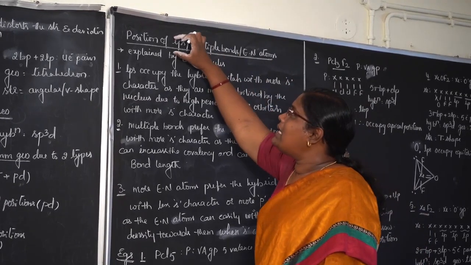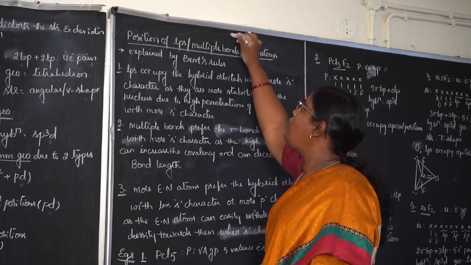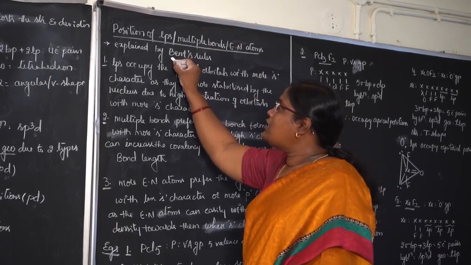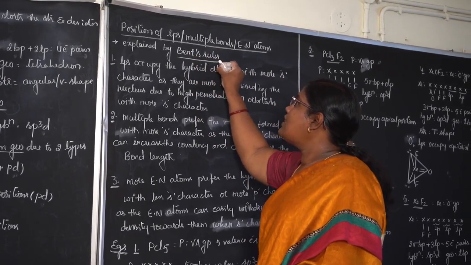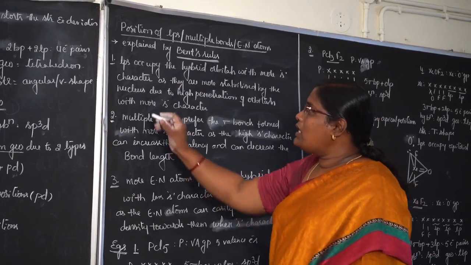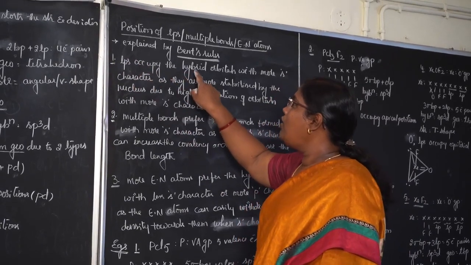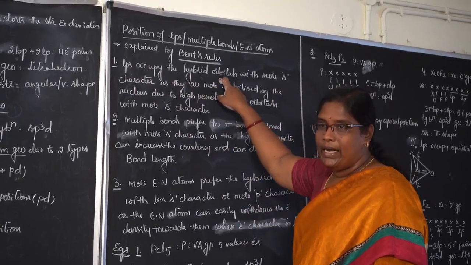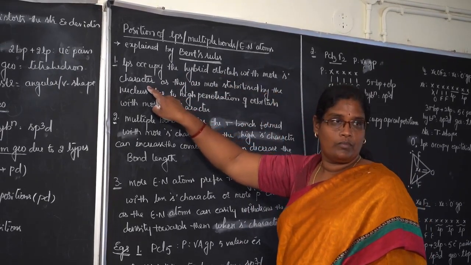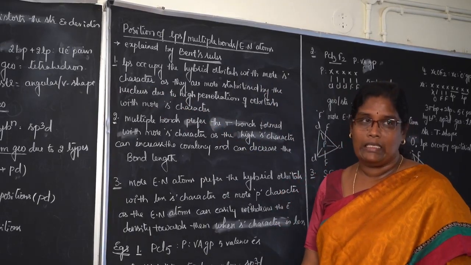So how do we determine the position of lone pairs, multiple bonds and electronegative atoms? We can explain their position with Bent's rules. What is the first rule? It says that lone pairs will always occupy the hybrid orbitals with more s character.